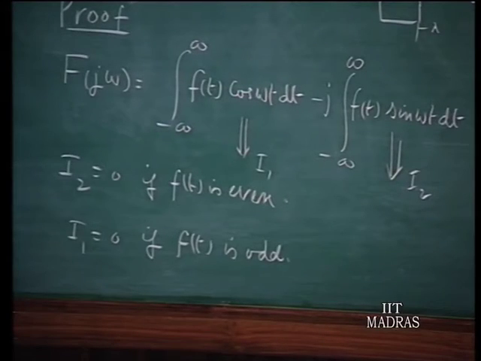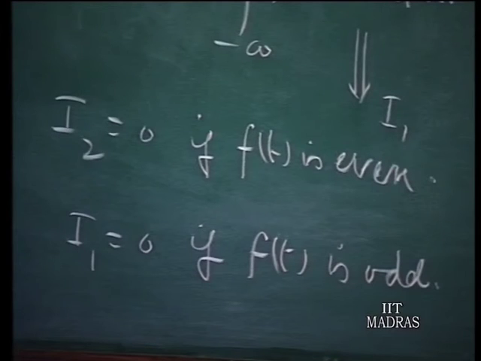So we have the situation that if f of t is even, then the second integral vanishes and the first integral I1 is real. Therefore F of j omega itself is going to be real. On the other hand, if f of t is odd, the first integral vanishes and I2 remains, but I2 is preceded by a j. Therefore F of j omega will be purely imaginary.